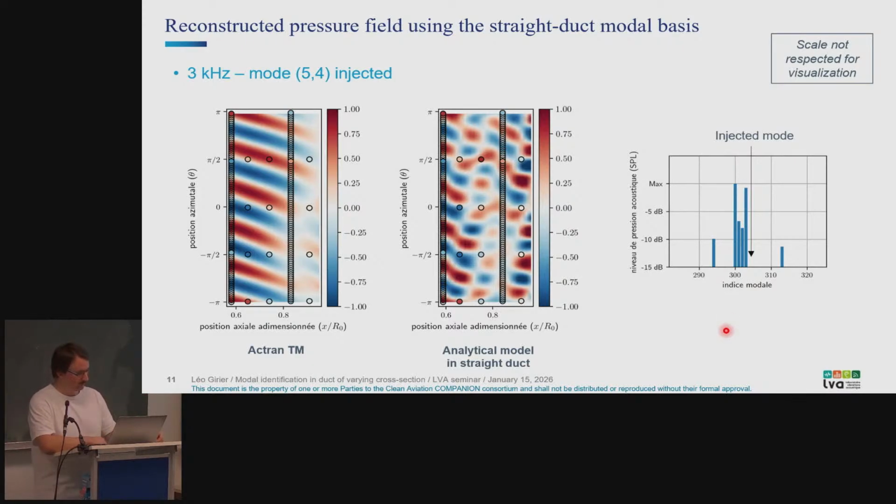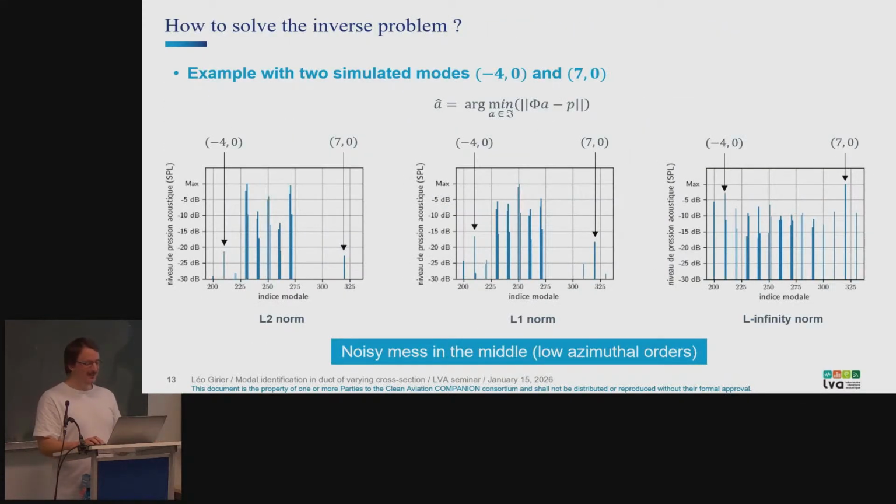The other question. Slide 17. What are the modes in the middle? The modes in the middle are low order modes, so basically the fundamental mode and low azimuthal modes. No, the only simulated modes are -40 and 70. So that's an error of identification.